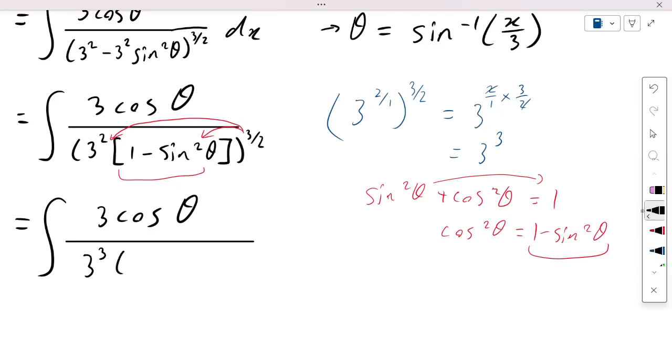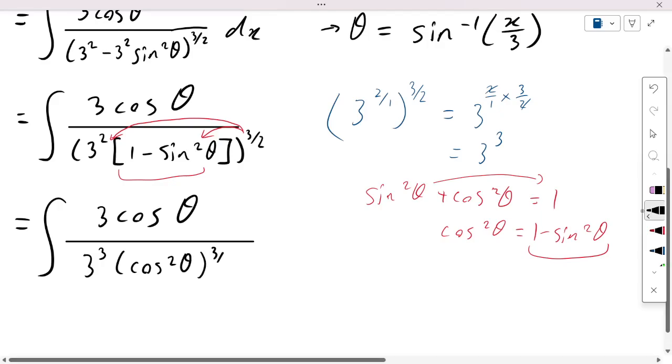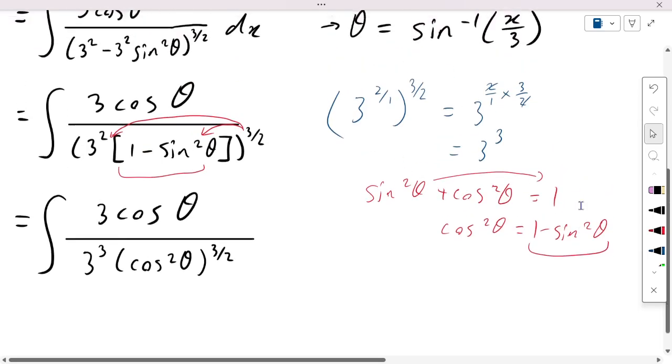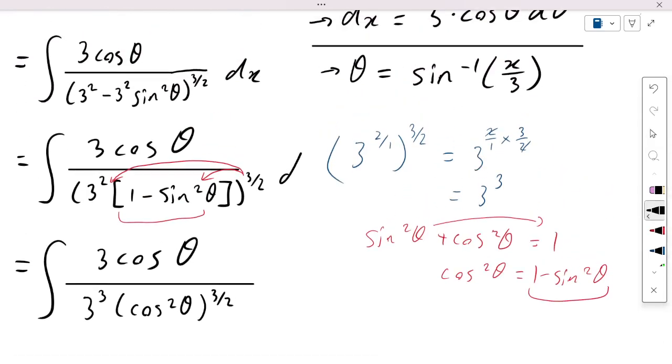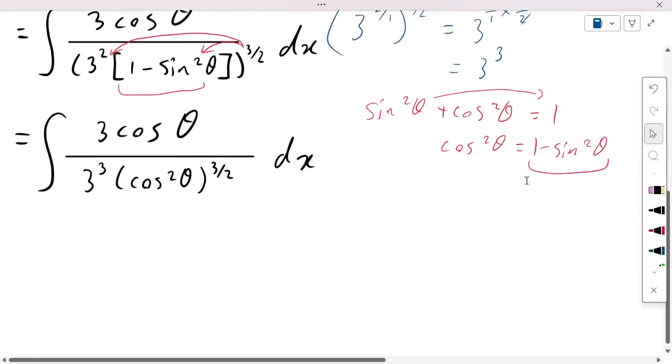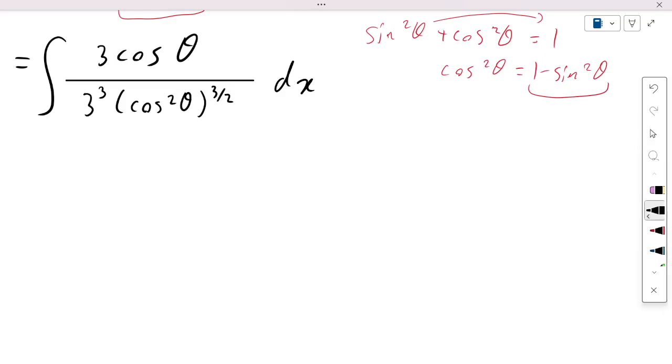So this will be multiplied by cosine squared theta raised to the power of 3 over 2. Okay, and now we still need to manipulate. Also, I just realized I'm not writing my dx's over here. Please don't forget to write your dx's because it's important with the integration. Otherwise, they'll mark it off. Okay, notation is really important.